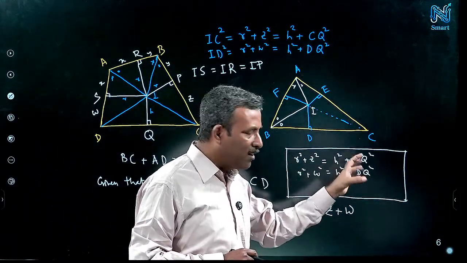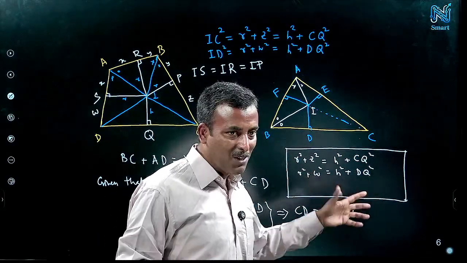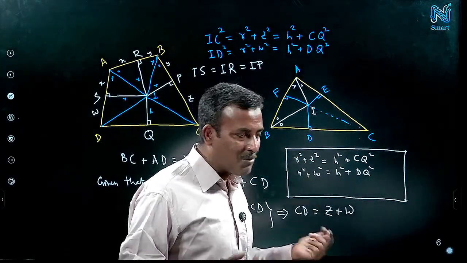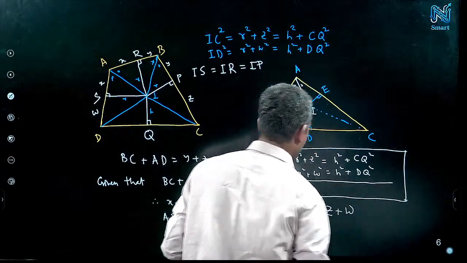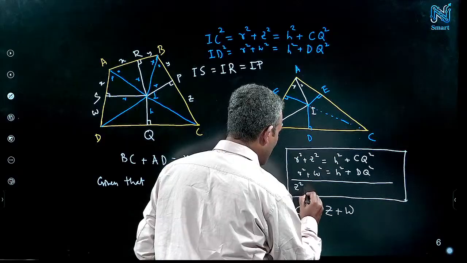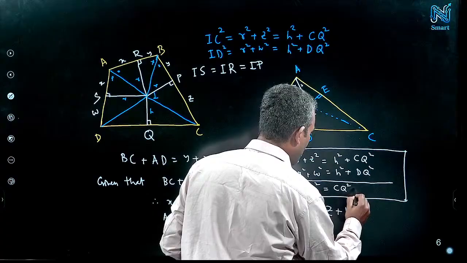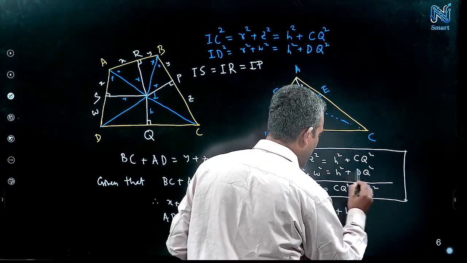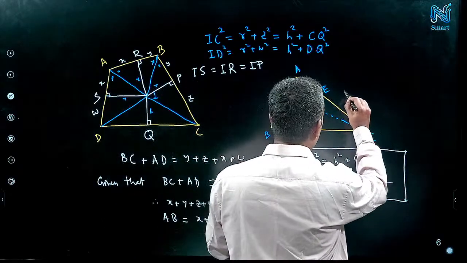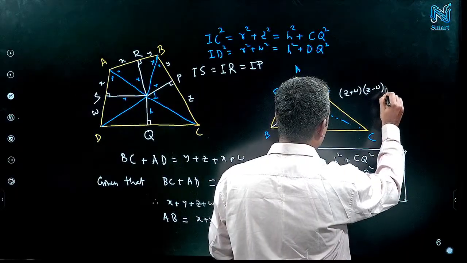With some algebraic manipulation we can find CQ and DQ, but we have to eliminate H and R both. If you subtract, what happens? Z square minus w square is equal to CQ square minus DQ square. Now, the a square minus b square formula. So here, what do we get? Z plus w into z minus w is equal to what?